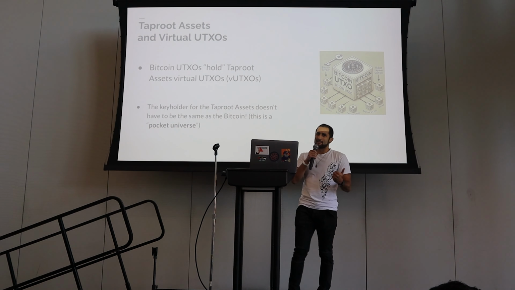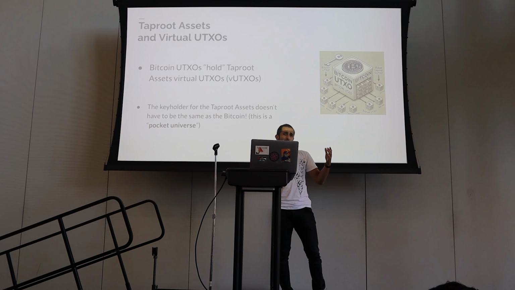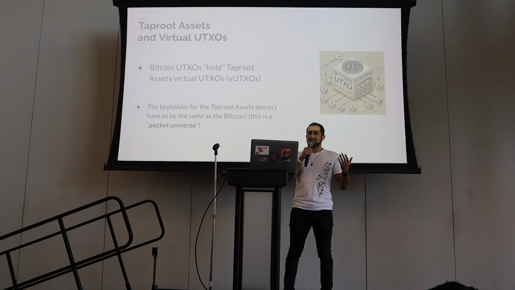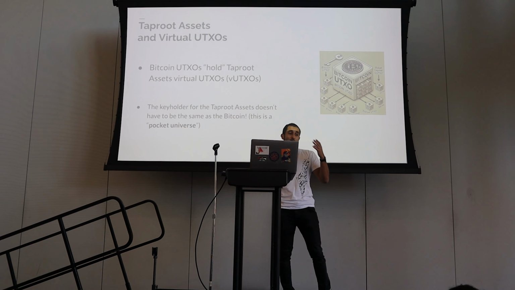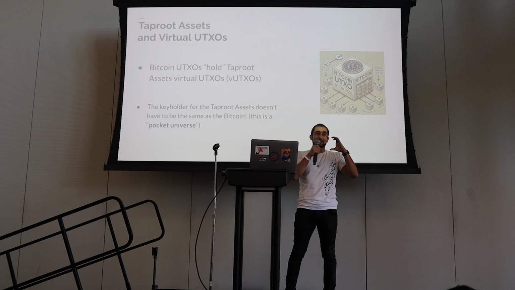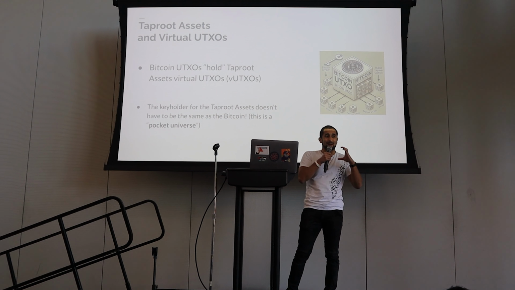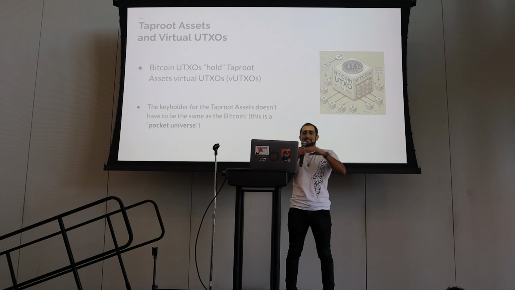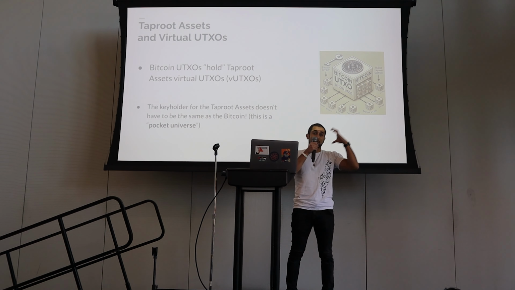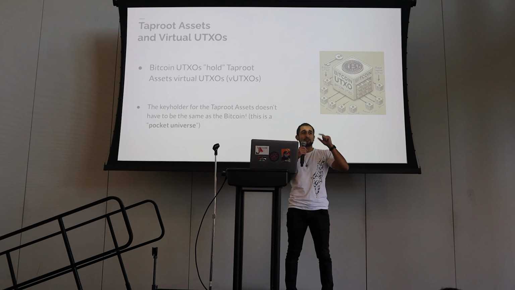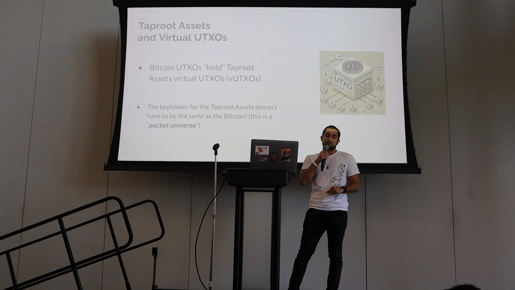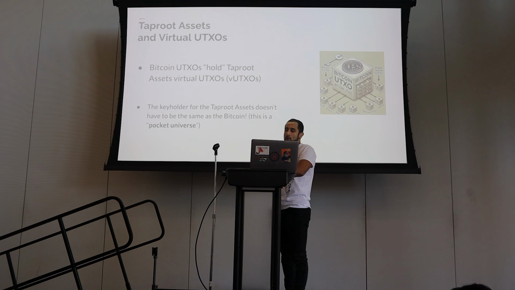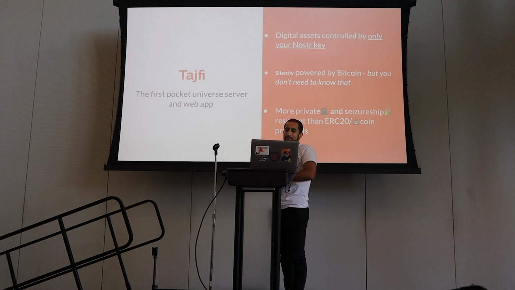So how do Taproot assets work real quick? So Bitcoin UTXOs, you can think of them as lockboxes where you have to have the key to actually take the Bitcoin out. These lockboxes can have virtual UTXOs, or basically Taproot asset lockboxes inside of them. We can put as many of these Taproot asset lockboxes inside of a Bitcoin lockbox, and the keys for those Taproot assets don't have to be the same as the Bitcoin UTXOs. And that's where we create a pocket universe.